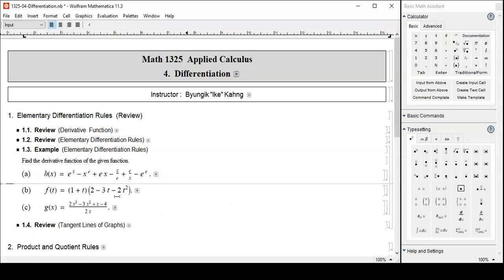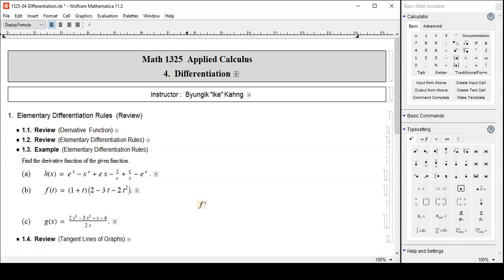Alright, how about this problem? Well, we can take the derivative of this, which is 0 plus 1. And then let's take the derivative of this. 0 minus 3 minus 60. Is this right? The answer is no. This is wrong.